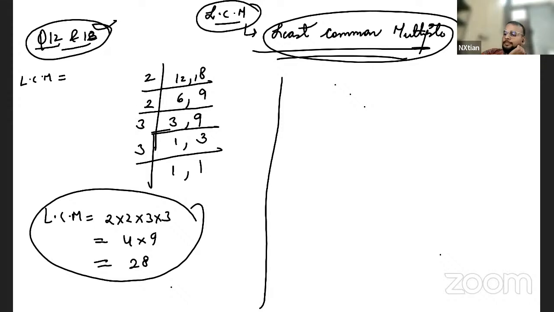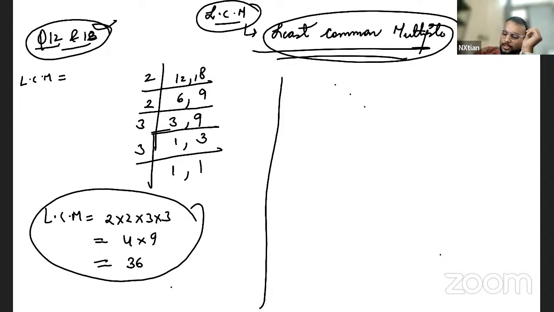Everyone is sleeping. 4 9s are 36. Everyone is sleeping, just opening their eyes and sleeping. Okay, no problem. You don't have to sleep, okay?